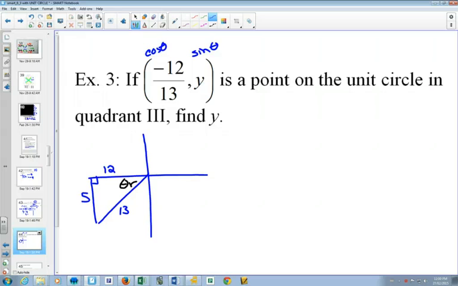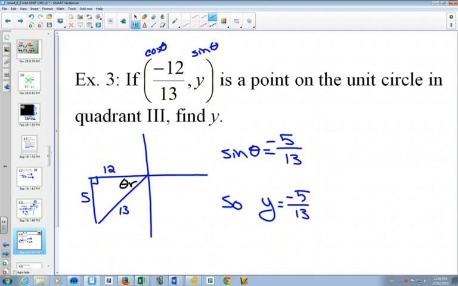What's y? Well, y is sine theta, and sine theta would be opposite over hypotenuse. And since it's in quadrant 3, it would be negative as well. Now it asked us to find y. So as your final statement, you need to say what y equals. Even though it's implied when you say sine theta, you still need to show that you know that y then is equal to negative 5 over 13.